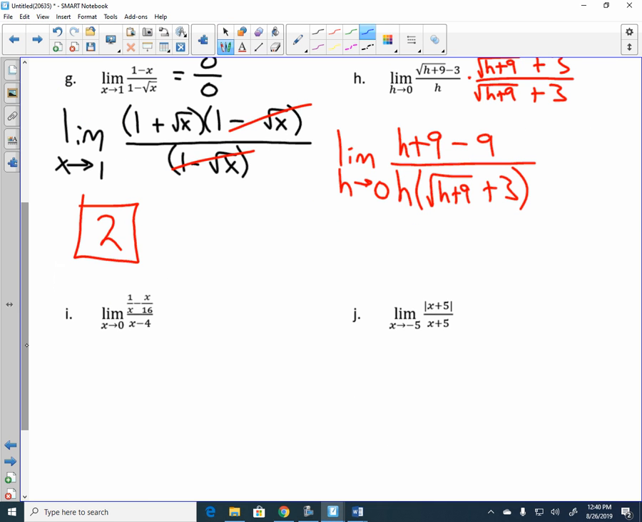What's going to happen? 9s are gone, and h cancel. What do you have in the numerator then? A 1. So I try plugging in 0 now, and I get 1 over 6.